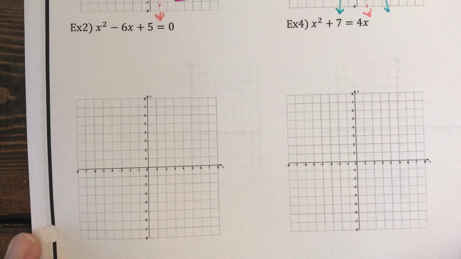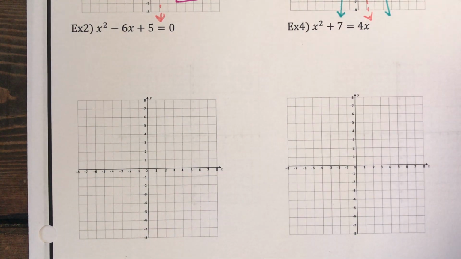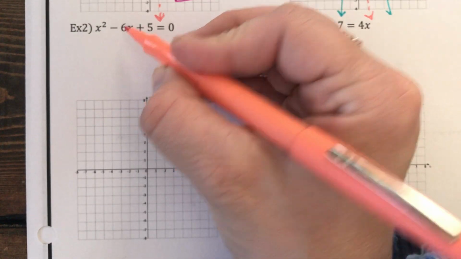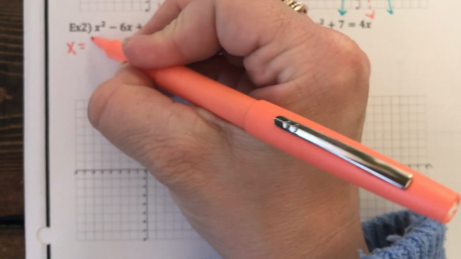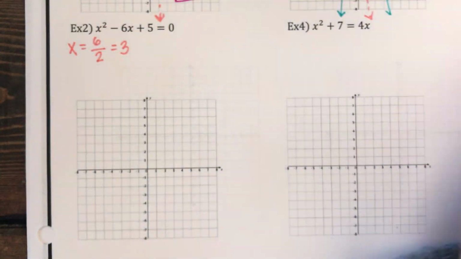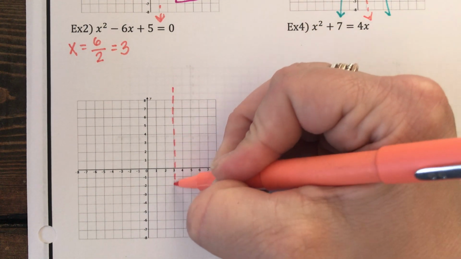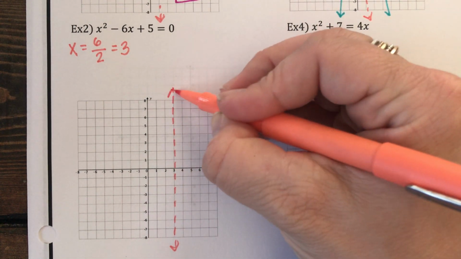Okay, let's look at number 2. So we're going to do the same thing. We're going to find the axis of symmetry by doing negative b, so that's positive 6 over 2 times a. So that's 3. So right here x is 3. There's my axis of symmetry.